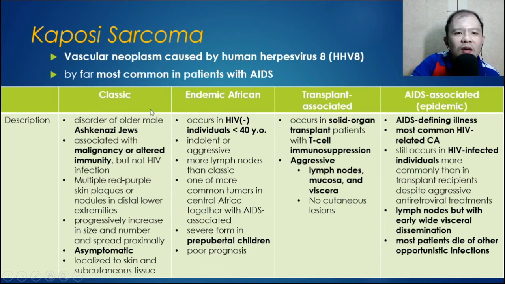If it's seen among Ashkenazi Jews or Mediterranean population, this is a classic form. Asymptomatic. However, the endemic form is found in African patients, HIV individuals, and younger patients. Transplant-associated, when the patient receives T-cell immunosuppression, and it is aggressive. But clinically relevant, this is a Kaposi sarcoma found in AIDS patients.